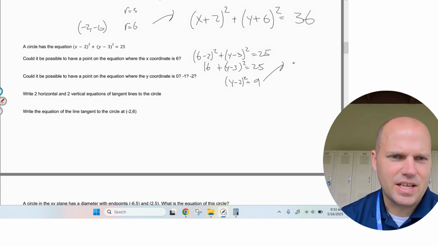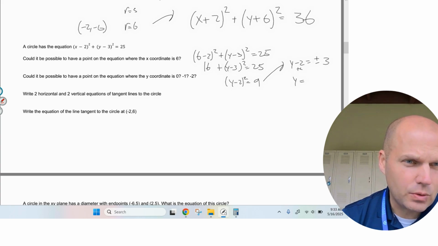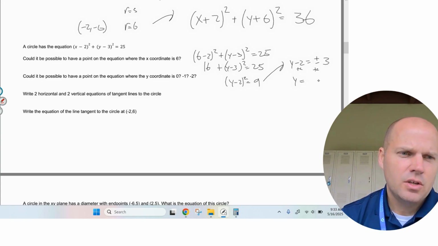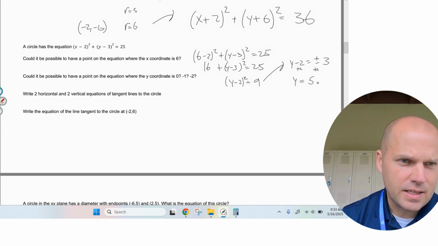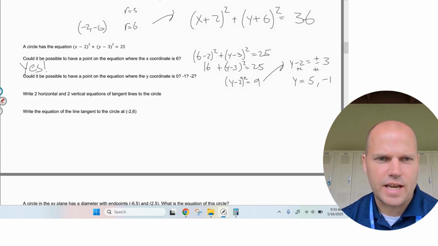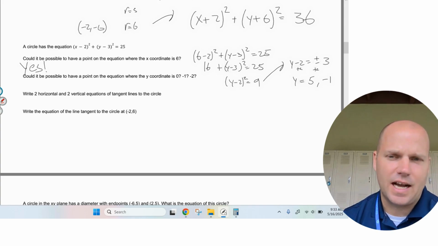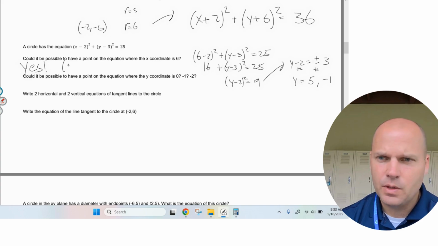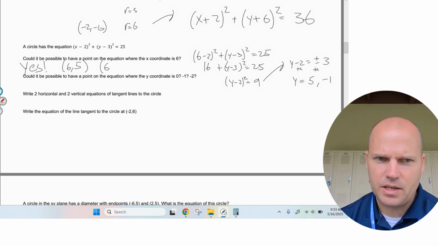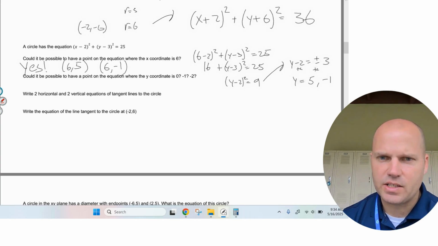We've been practicing this. After we square root, we get plus or minus 3, which means y could equal 2 plus and minus 3. So I get 5 and -1. So the answer is yes, it definitely could be possible because I get an equation that is solvable. If I had a negative number here, then it's not solvable. But we get 2 points, which makes sense on a circle. You could have 2 y's that go with a specific x.